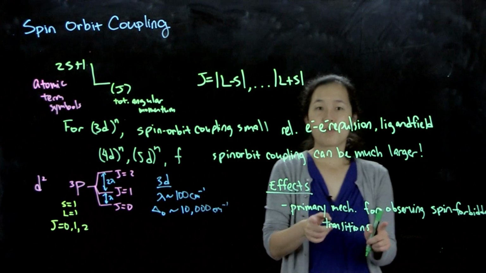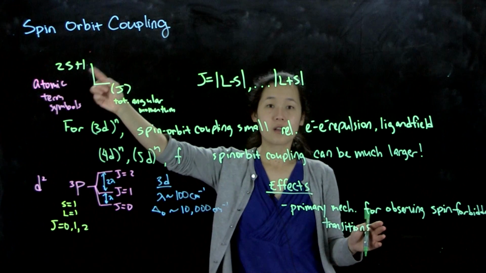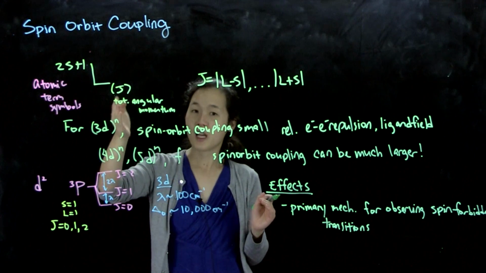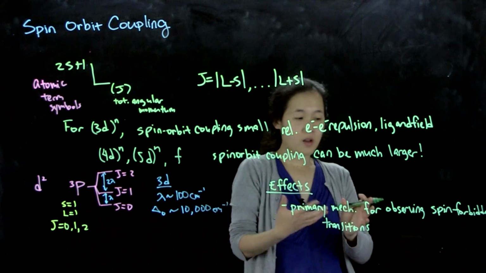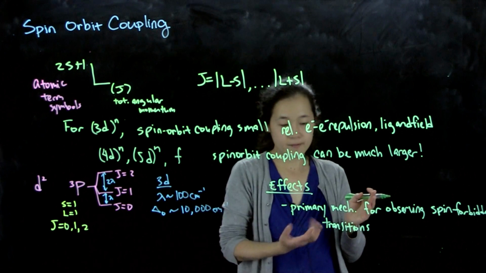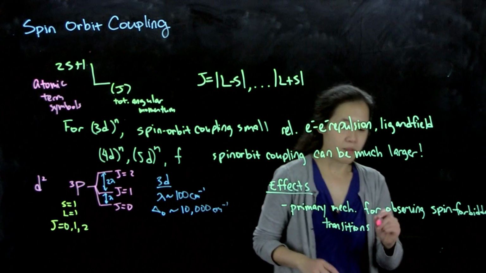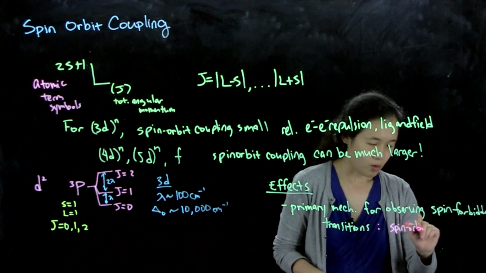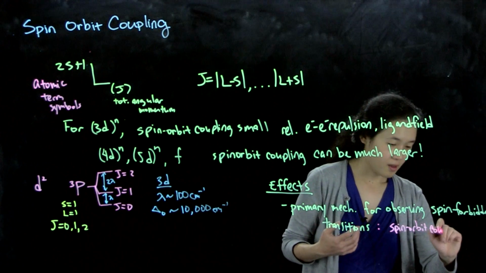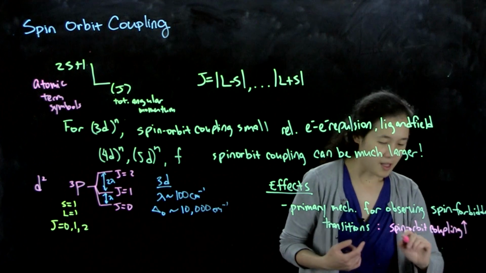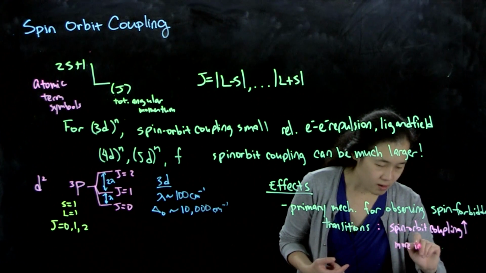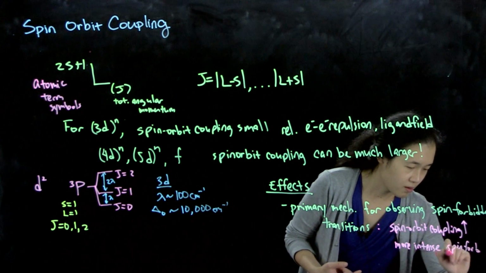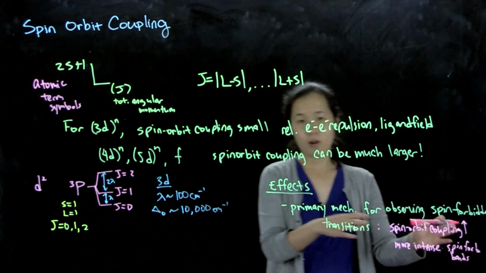But if there's spin-orbit coupling, then remember, S will no longer be a good quantum number. So we have to look at coupling between S and L for the J. Because of that, the spin forbidden rule no longer really applies. So basically, the bigger your spin-orbit coupling is, so like a big lambda, the more intense your spin forbidden bands are relative to our spin allowed bands.